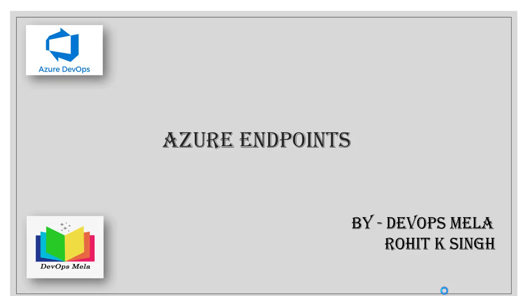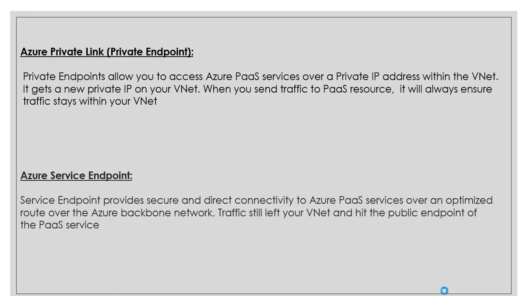Okay, Azure endpoints. So there are two endpoints, guys, private endpoints and service endpoints. What exactly is an endpoint? If you talk about private endpoints, it allows you to access Azure PaaS services over a private IP.